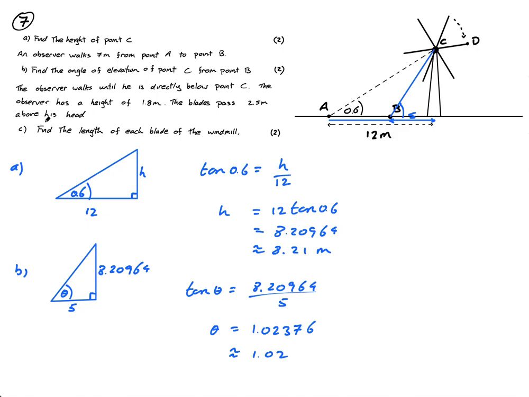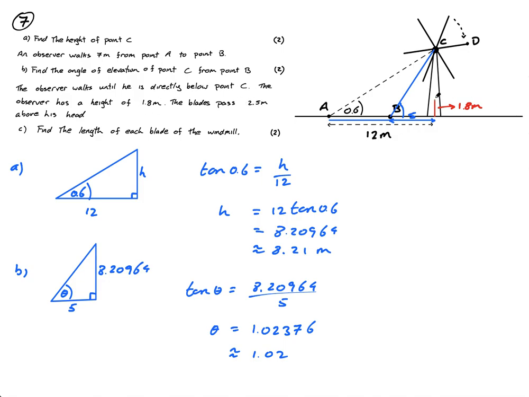Part C. This seems to be a bit more tricky. He says, the observer walks until he is directly below the point C. So he's going to be here, directly below the point C. The observer has a height of 1.8 meters and the blades pass 2.5 meters above. Okay, so let's get different colors. Obviously, guys, you don't have different colors, but it'll make it easy for you to see. So this is the guy, he's standing here, and this height is 1.8 meters. And then it says the blades pass 2.5 meters above his head.